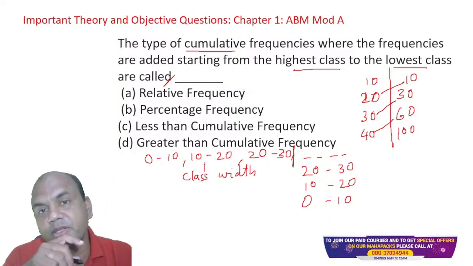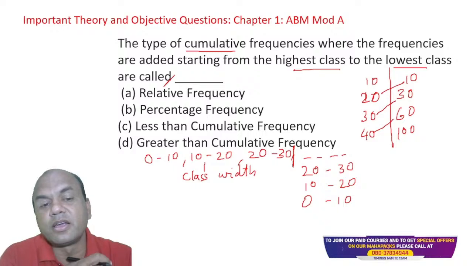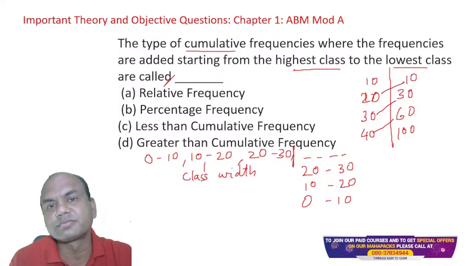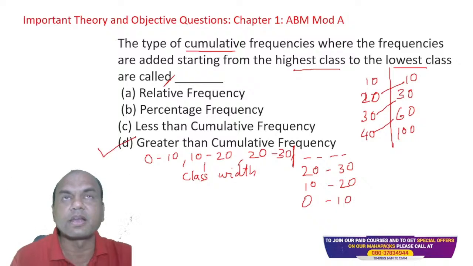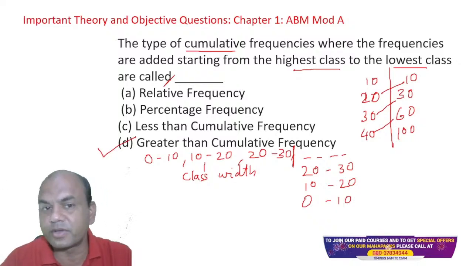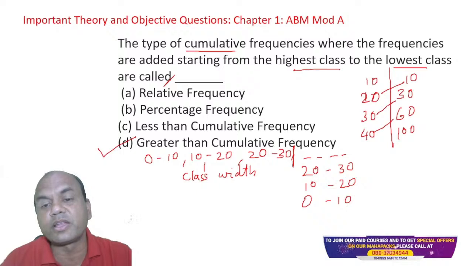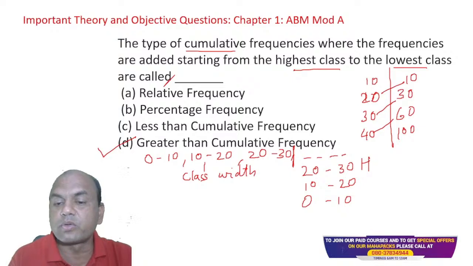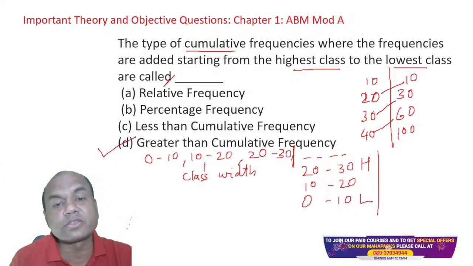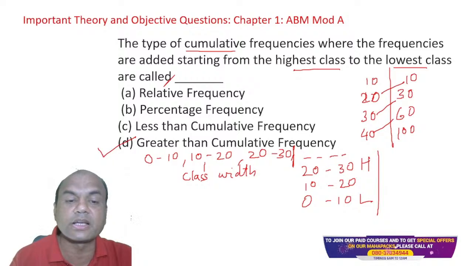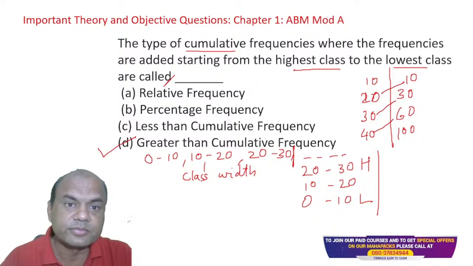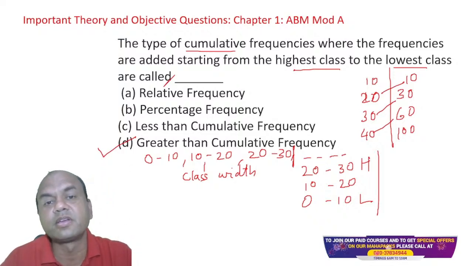What is the answer? Everyone type in the comment section. Logically, the answer is between C and D only. Less than and greater than. So it is greater than cumulative frequency. Got it? Greater than means whenever I'm starting from the highest and going to the lowest. If I'm taking the reverse route, from lowest to highest, then it is known as less than. Clear? Simple? Okay, move ahead. Type yes in the comment section, everyone.